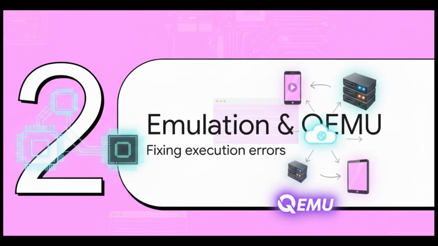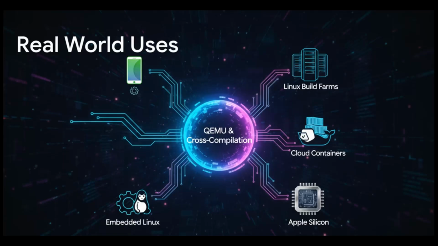Which neatly brings us to Section 2, Emulation and QEMU, smoothing out those architecture execution problems. So when you actually do need to run that ARM binary on your AMD64 machine just to get the build finished, emulation tools like QEMU swoop in to save the day. QEMU basically translates those architectures on the fly. And honestly, this invisible infrastructure is literally everywhere. It powers Android development, embedded Linux, those gigantic Ubuntu and Debian build farms, even cloud-native Docker containers, and Apple's massive transition to Apple Silicon. It really is the true connective tissue of the tech world.